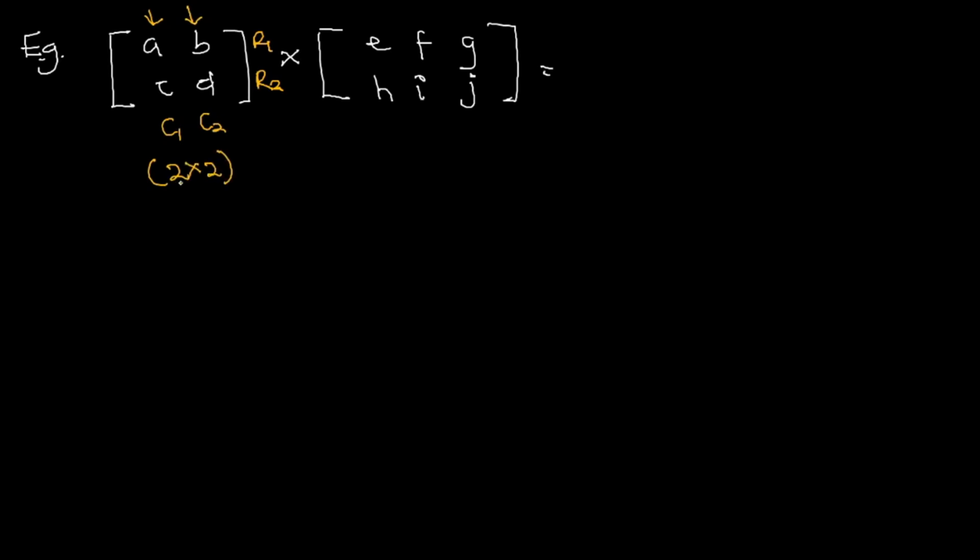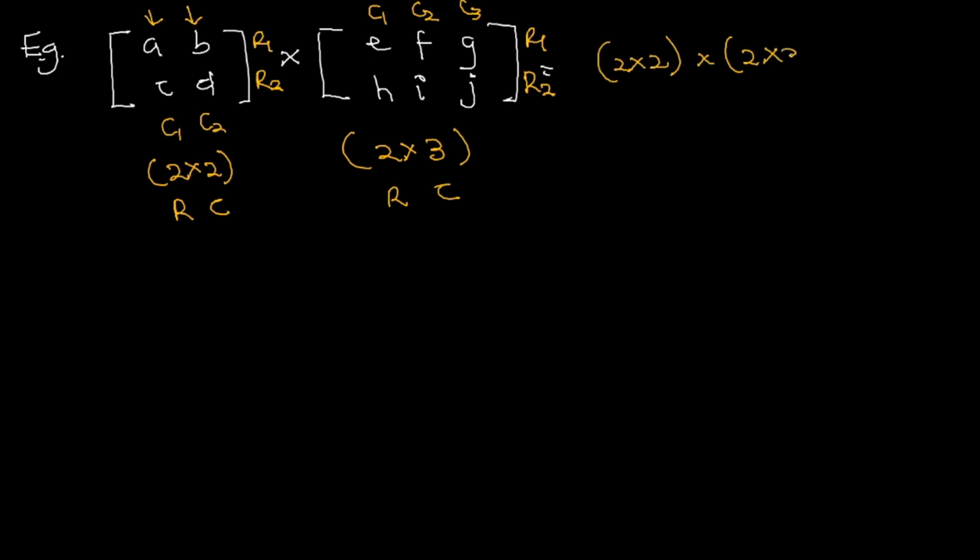The first two is the fact that it has two rows, and the second one is the fact that it has two columns. Now if we look at this one, it also has row 1 and row 2, but it has column 1, column 2, and column 3. So it is a 2 by 3 matrix. This is our row, this is our column. So these two matrices are a 2 by 2 matrix multiplied by a 2 by 3 matrix.